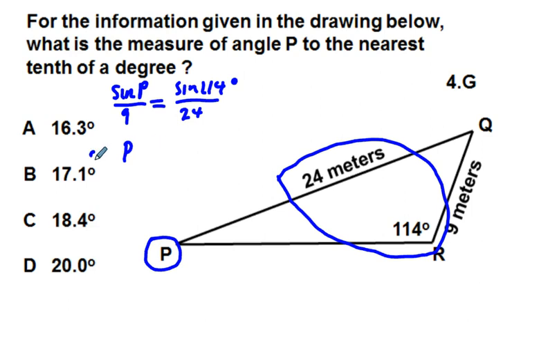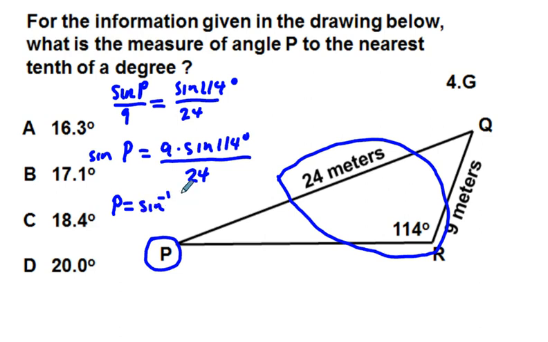And so sine P is going to be equal to 9 times sine 114 degrees over 24. And so P itself is going to be equal to the inverse sine of this expression, 9 sine 114 degrees over 24. And so let's go ahead and go to our calculator.